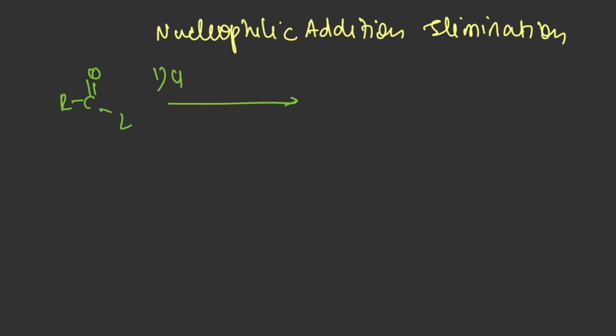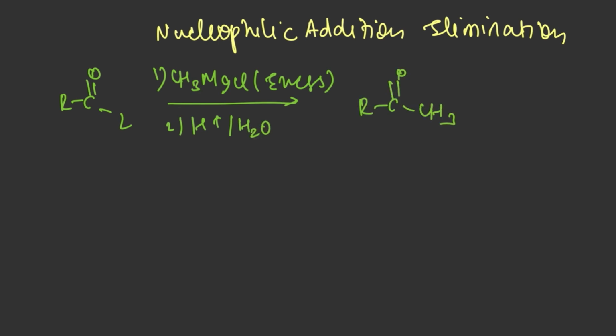CH3MgCl, which is in excess. Second, we are hydrolyzing it, so it actually forms first a ketone, then reacting with more CH3 minus, it forms the 3-degree alcohol. So what could be the possibilities of L?